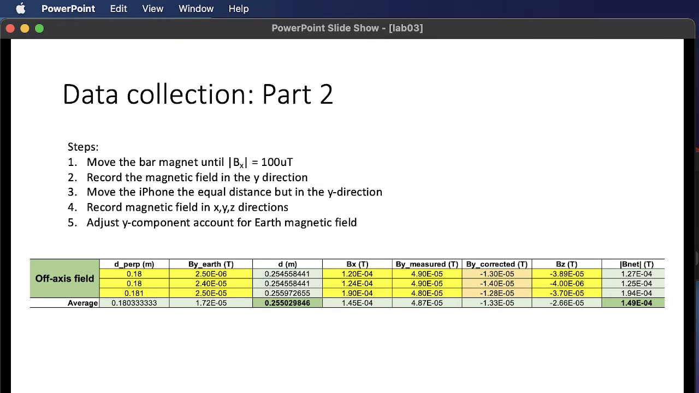For data collection part 2, we handle all of the off-axis figures, and the first thing that we do is we move the bar magnet out to a certain distance, and then we adjust the magnetic field by moving the iPhone, and then readjust to compensate for the magnetic field due to the Earth.